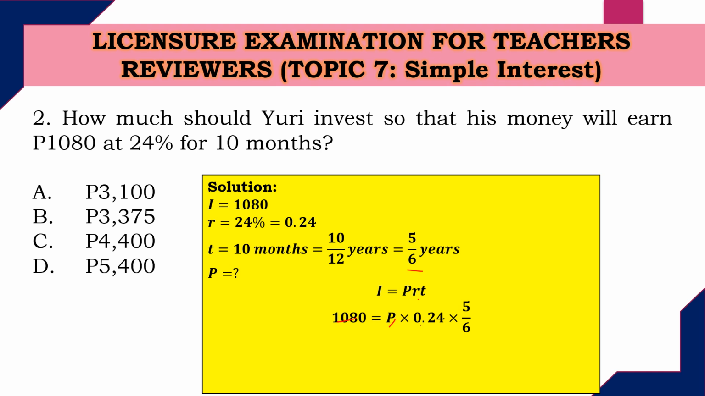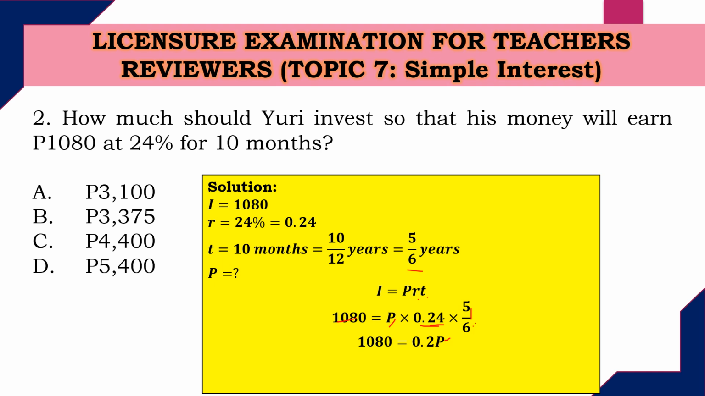R is 0.24 and then T is 5/6. And then 1080 equals P times 0.24 times 5/6, that is equal to 0.2P. So 0.24 times 5/6 is equal to 0.2.